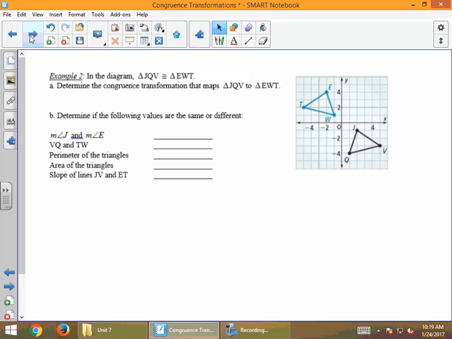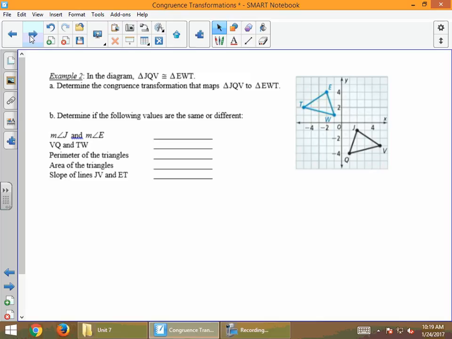So determine the congruence transformation that maps triangle JQV to triangle EWT. Well, if you look above it, we have something that's very helpful to us. They're telling you that triangle JQV is congruent to triangle EWT. I know they're exactly the same. You know they're exactly the same. It says it. So how do I get them to be mapped onto one another? If I want to move one shape to the other, how do I get there? Let's figure it out. Where do you want to start?